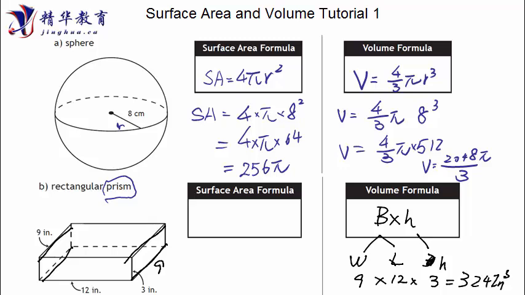So 12 times 9 times 3 equals, this is 108, times 3 is 324 cubic inches. That's it. Very simple. Okay, the surface area. Surface area is easy as well.